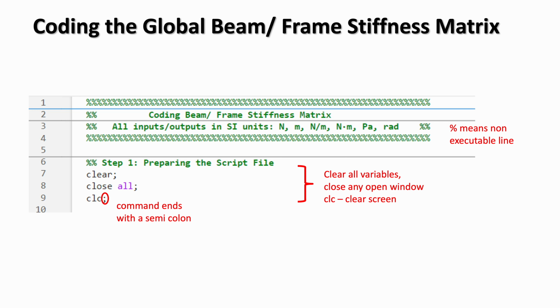A small but important point: ending a line with a semicolon means the command executes but the result isn't displayed. This is useful for keeping the command window tidy, especially when working with large matrices. With the environment ready, the next step is to define the geometry of the structure, starting with node coordinates.